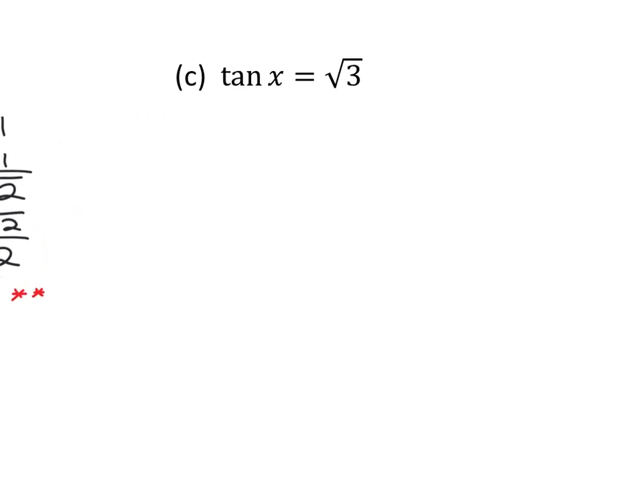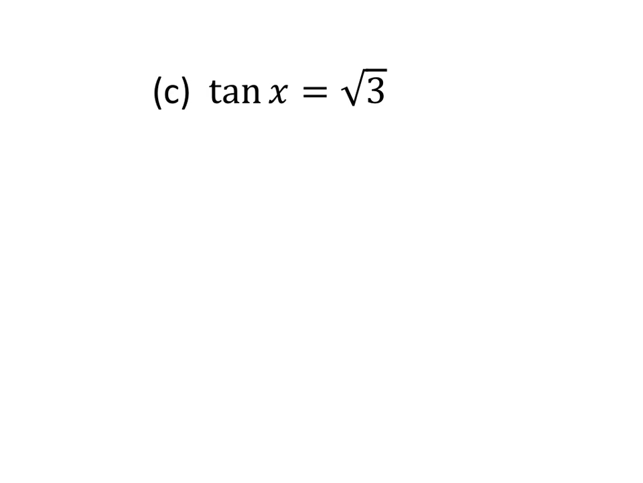Let's do one more. Do we recognize this as something from the table? In the table, what is typically listed when tangent of something is equal to square root of 3? Pi over 3. So 60 degrees or pi over 3. We're working in radians all day today, by the way. So that's what we typically know.